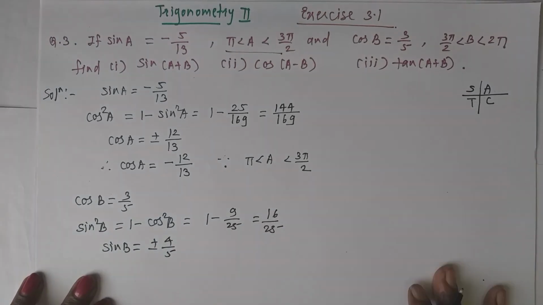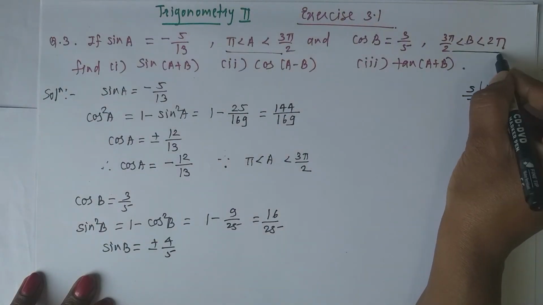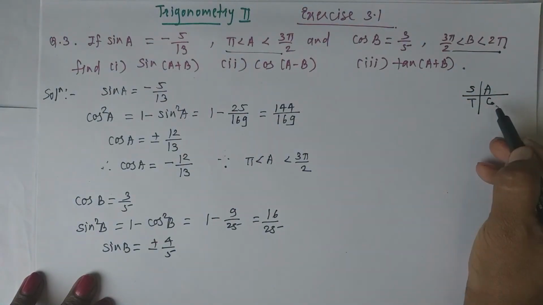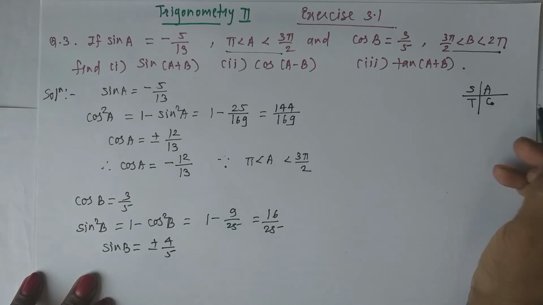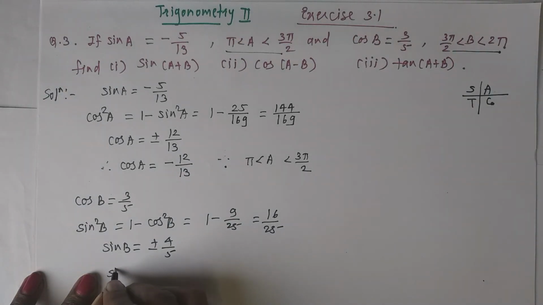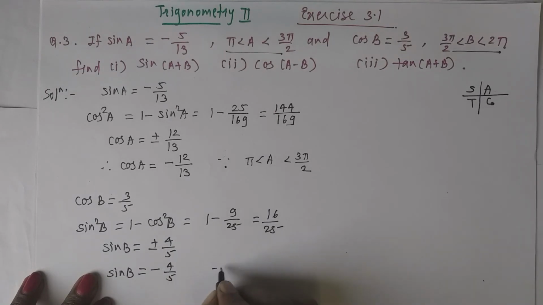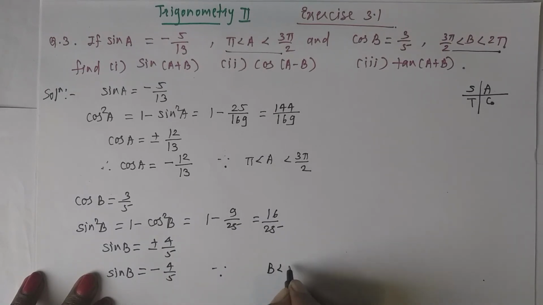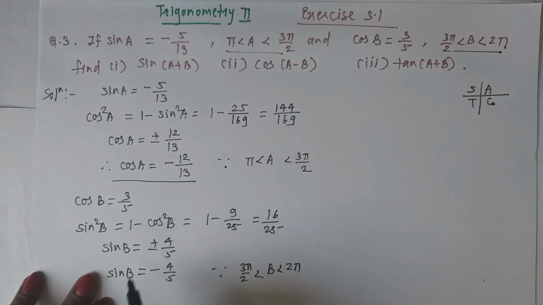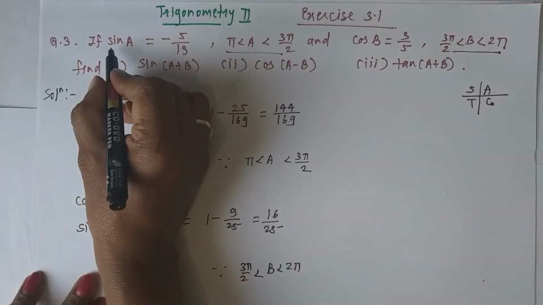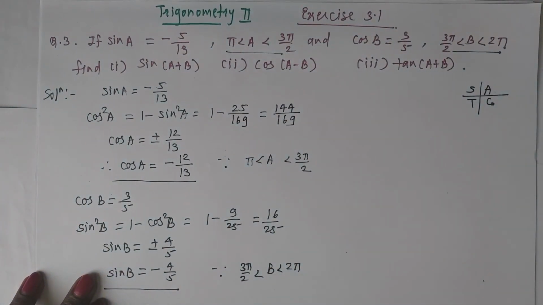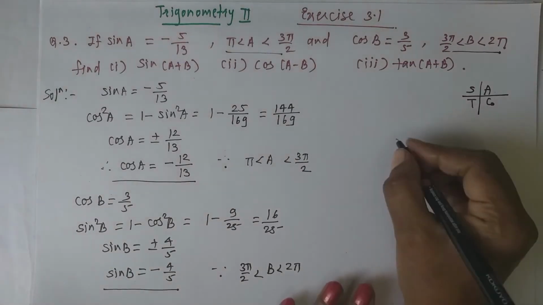But see here, angle B lies in the fourth quadrant, and in the fourth quadrant cos and its reciprocal sec will be positive and the remaining trigonometric functions will be negative. Therefore sin B will be negative, and write down the reason as B lies in the fourth quadrant, therefore we are taking the negative value. In this way we have found cos A and sin B, and sin A, cos B are already given. Now we will find out the values of tan A and tan B.